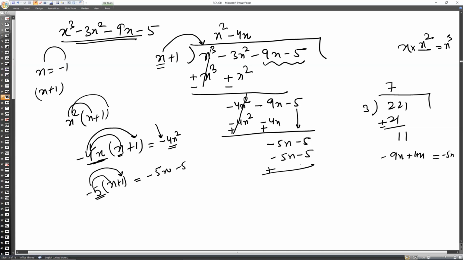Again, you get plus and this one minus. This will cancel out to 0. You will get 0. This is the sign that the remainder is 0. It means that you have done the correct calculations. So this is minus of 5. Now, this is not completely done.